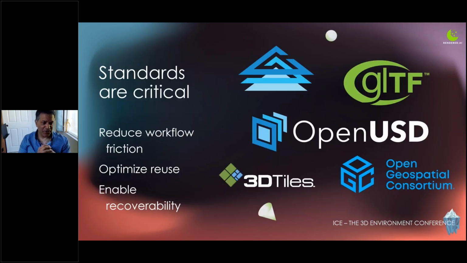Standards become critical when you want to try to exchange data, especially across industries or domains. Standards tend to reduce workflow friction, optimize reuse, and enable future recoverability of data sets. One of the interesting things that a lot of folks might not realize is that OpenUSD was originally started by Pixar with the help of Autodesk and others to try to drive better exchange of data within the film domain, for doing things like distributed rendering in the early cloud.